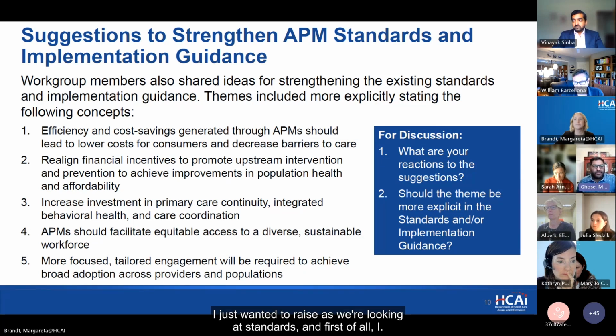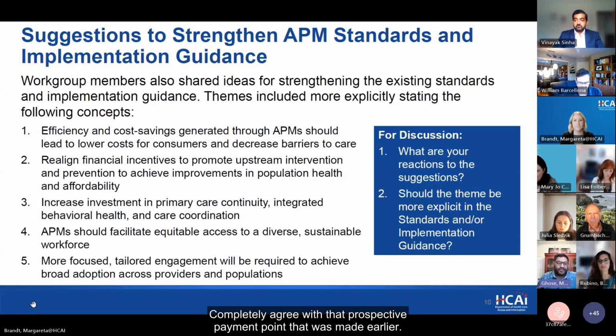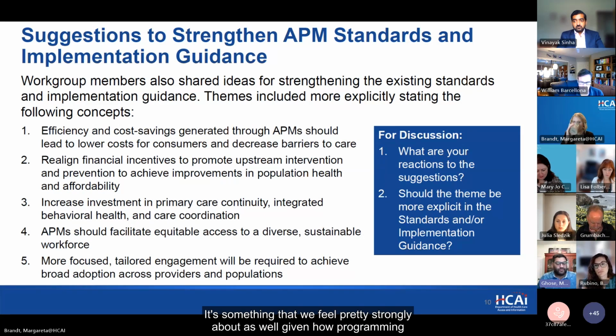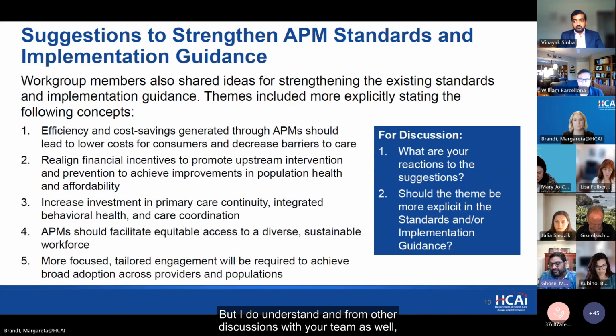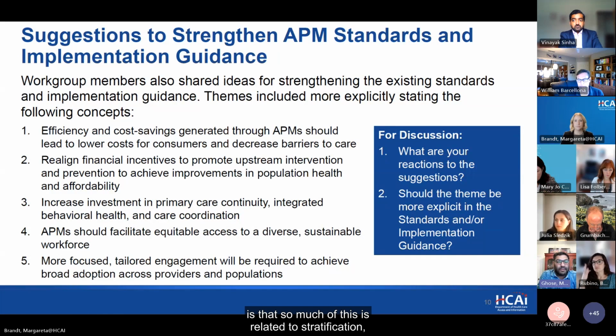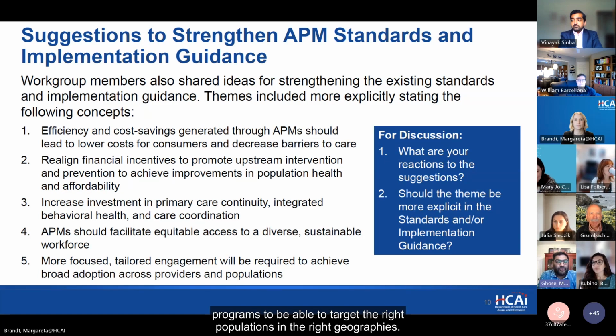Sure. Thank you, Margaret. As we're looking at standards, first of all, I completely agree with that prospective payment point that was made earlier. It's something that we feel pretty strongly about as well, given how programming is structured today. But I understand that this is all going to be built over time, and we want to get it right. One of the most critical pieces as we look at standards is that so much of this is related to stratification, and to race, ethnicity, language, SOGI data being made available for these programs to target the right populations in the right geographies.